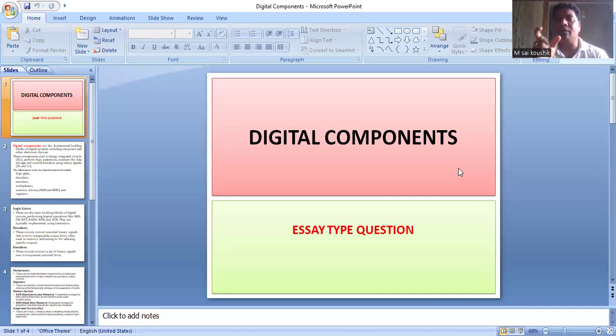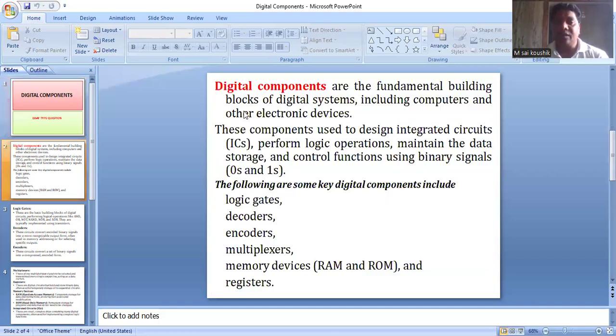So we need some components. What are they? I am writing here. Digital components are the fundamental building blocks of digital systems, including computers and other electronic devices. Everything in an electronic device depends on an electronic circuit.